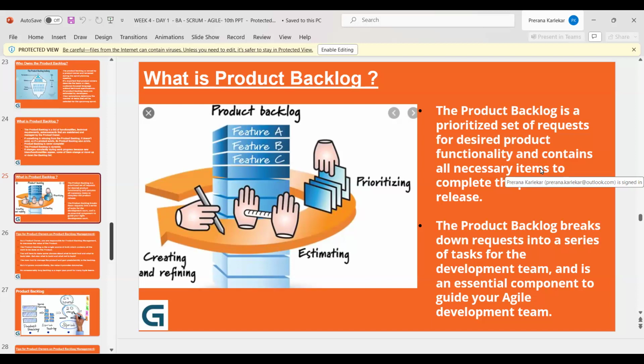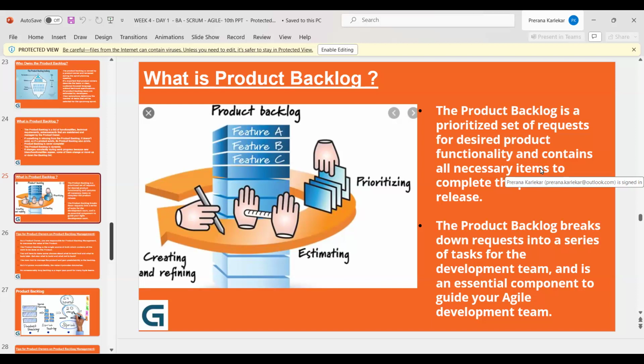The product backlog. What is product backlog? The product backlog is a prioritized set of requests for desired product functionality and contains all necessary items to complete the... I'm not able to read that.